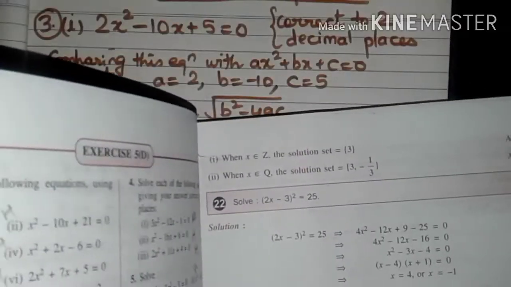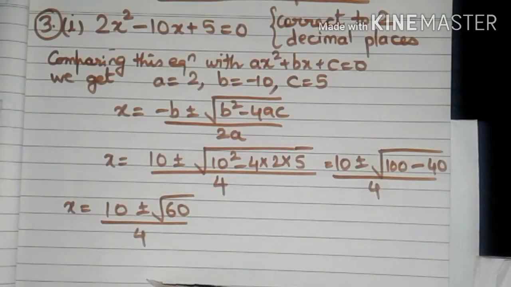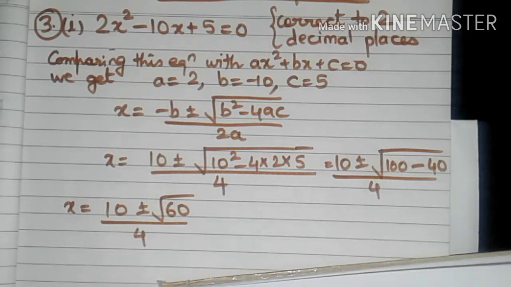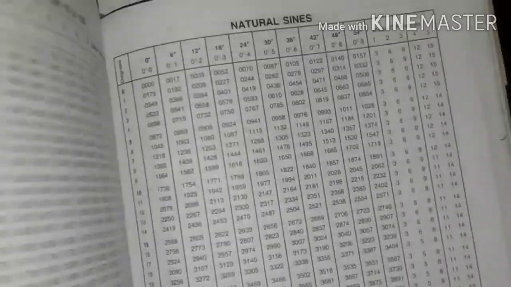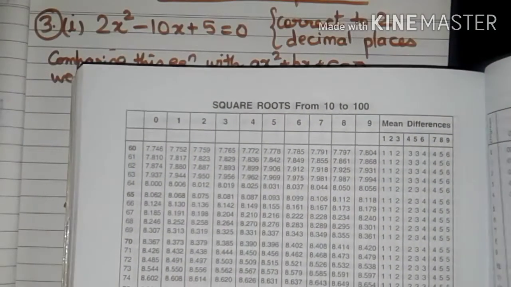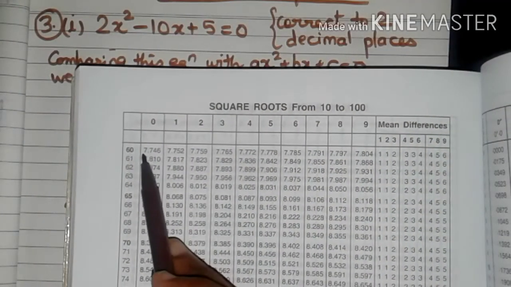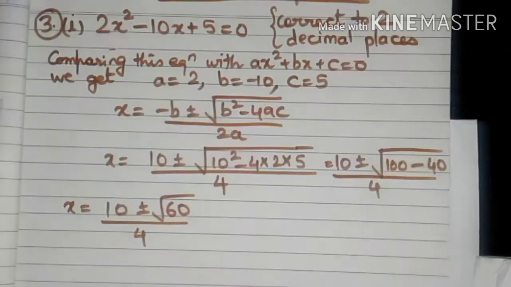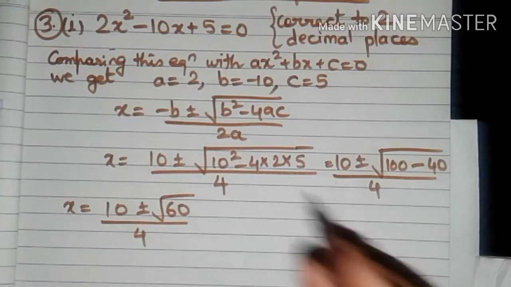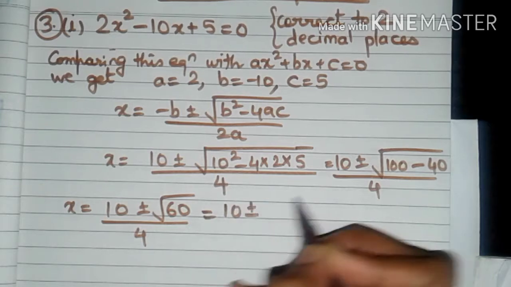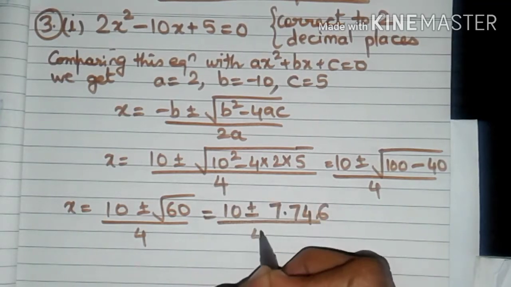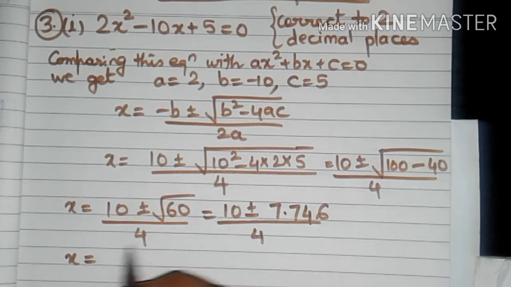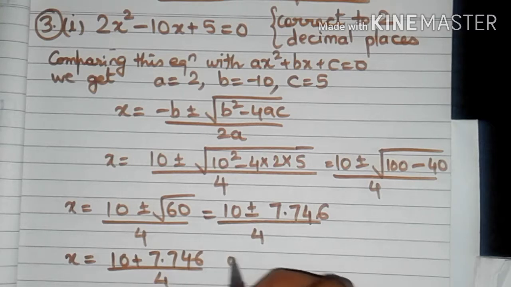So quickly let us see the square root table. What is root 60? Let us find out the value of root 60. Under column 0 we have to see. As you can see, it's 7.746. So that is the value. 7.746 divided by 4. There are two values which are possible. Let us write them down.